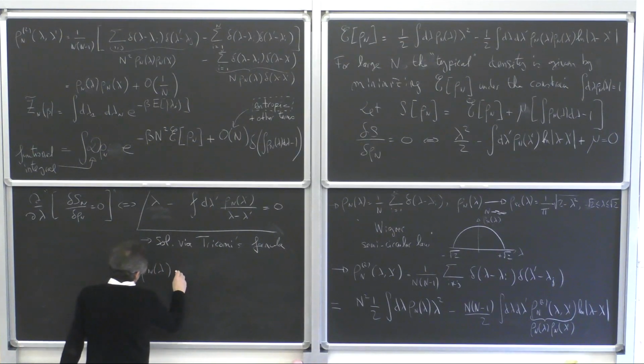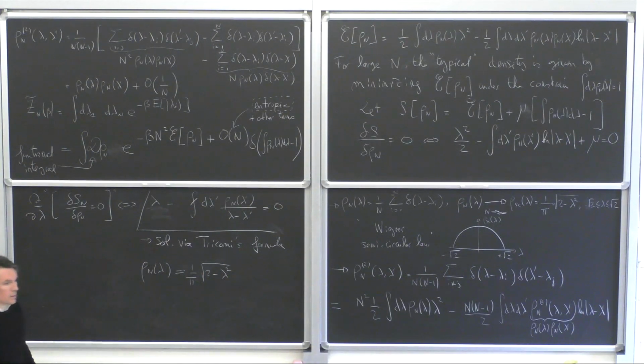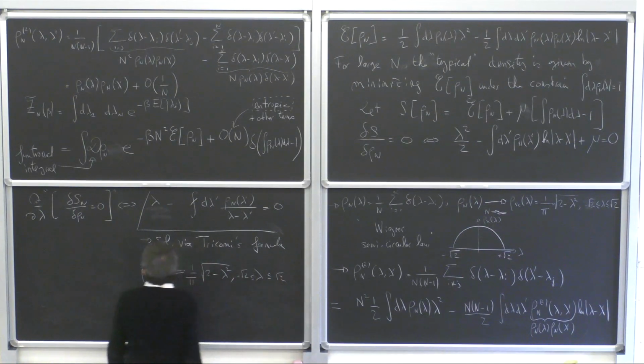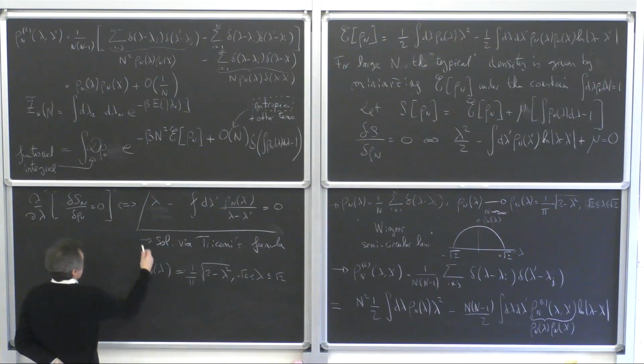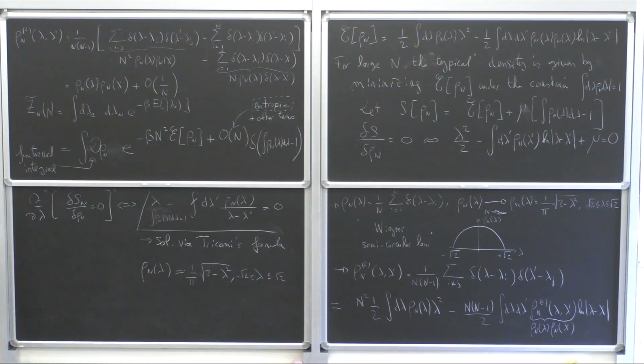is just given by 1 over pi square root of 2 minus lambda squared, when lambda is between the two edges. Of course, when solving this equation, you have to remember that rho n has to be normalized. Okay? So that's another way to find this Wigner semicircle.